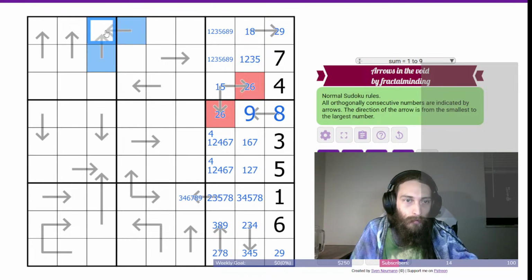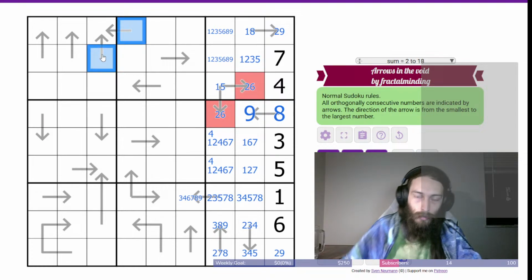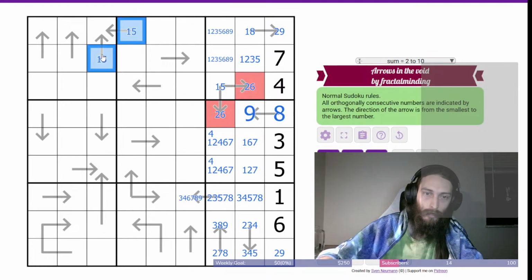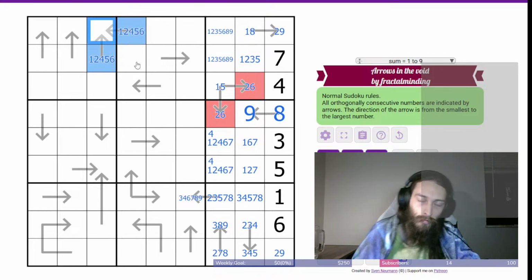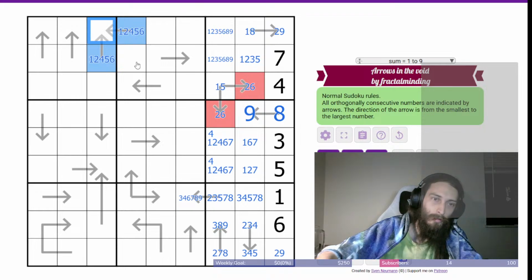These two have to be the same, because they both precede this digit. Right. And they have to be in this group. So that's 1, 5, 2, 6, and 4. So then this would be 2, 3, 5, 6, 7.